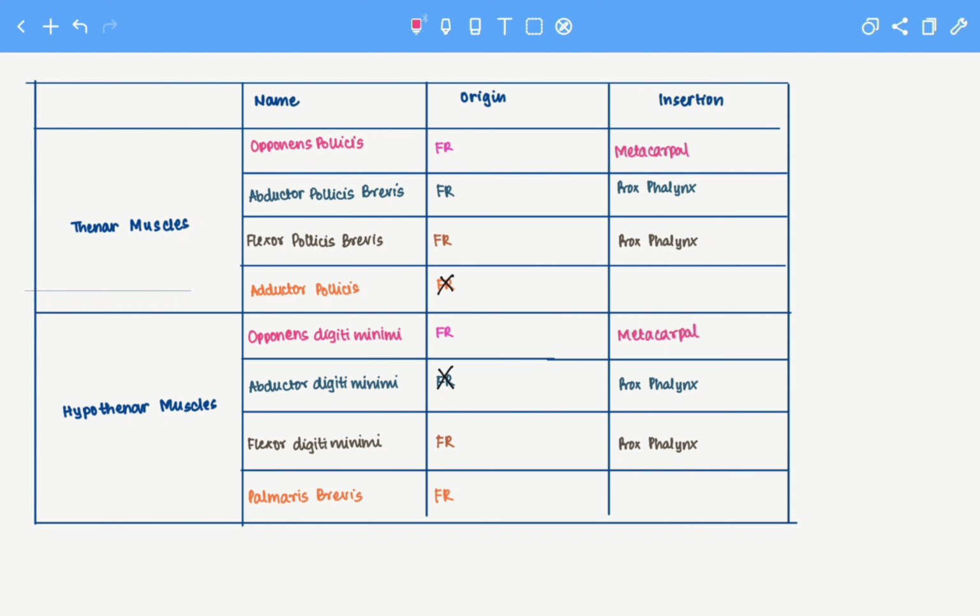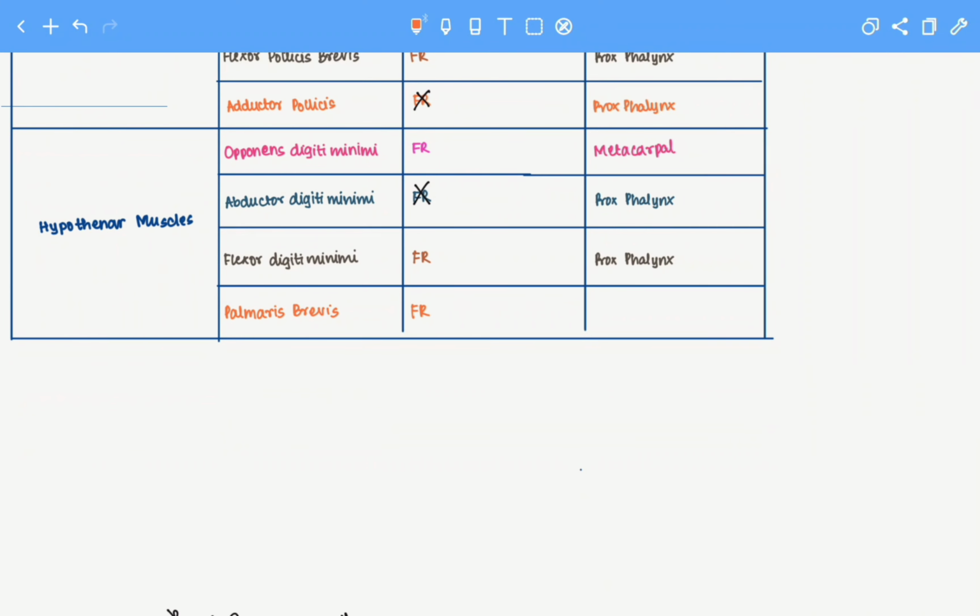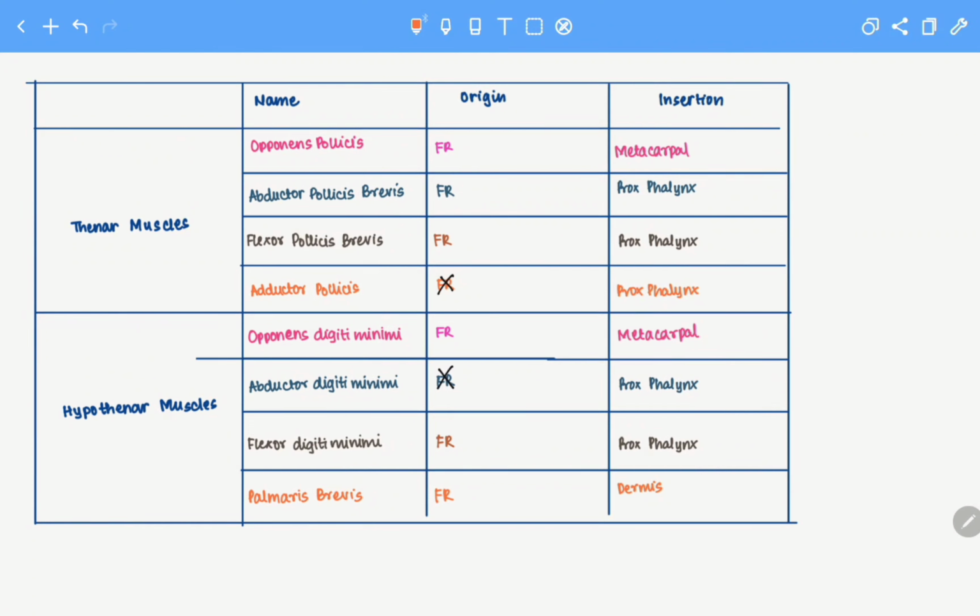So let's talk about the insertion of the adductor pollicis and the palmaris brevis. The adductor pollicis will also follow the abductor and flexor, and insert on the proximal phalanx. But the palmaris brevis is the only muscle that will not insert onto any bone, and it will insert on the dermis. So we have the insertions all clear.